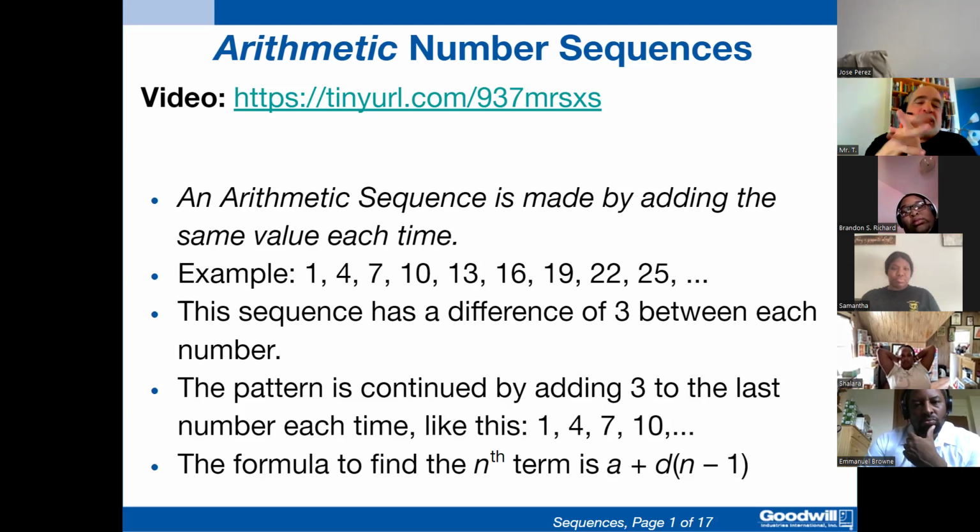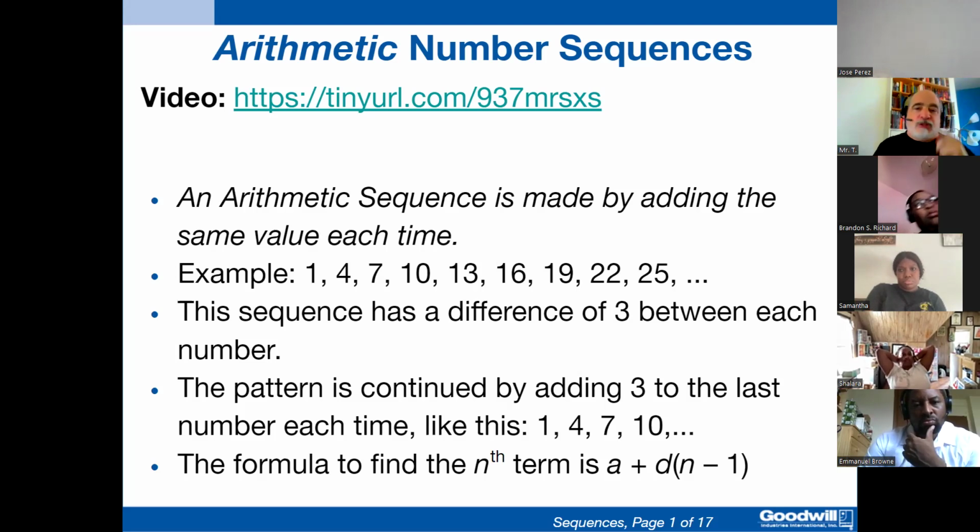Okay, so let's look at our first math topic. Am I recording? I forget. Let's see. I am. Okay. So the first math topic is number sequences. We're going to talk about two kinds of number sequences, and then we'll also talk a little bit about how that relates to IT.